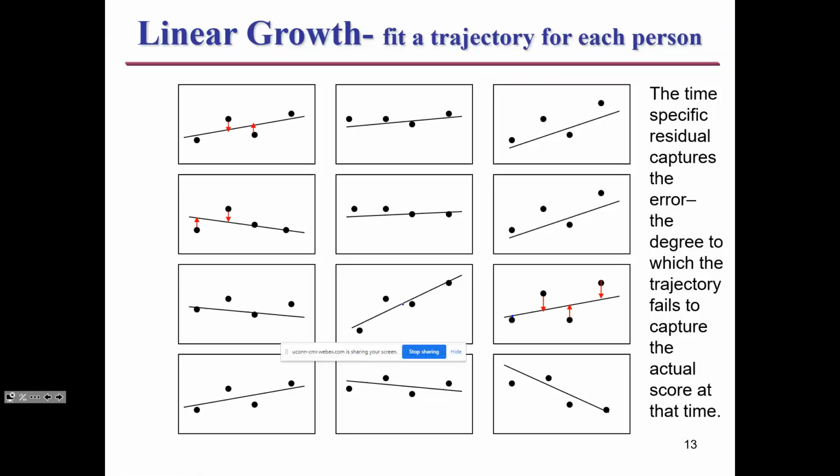But there's more error here for the second, third, and fourth time points, and we're underestimating where they were at times 2 and 4. We're overestimating where they were at time 3. But again, we believe there's measurement error in each of these observations, and that's why we favor the latent trajectory.